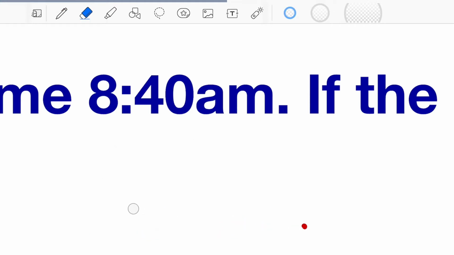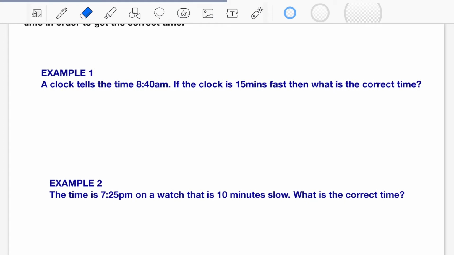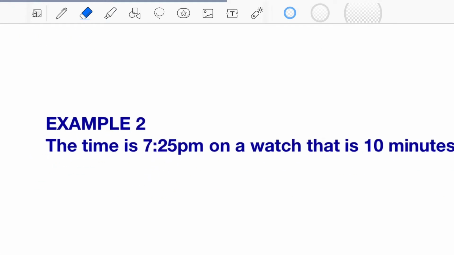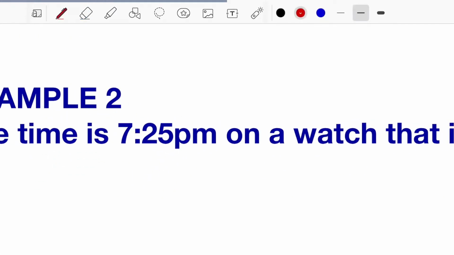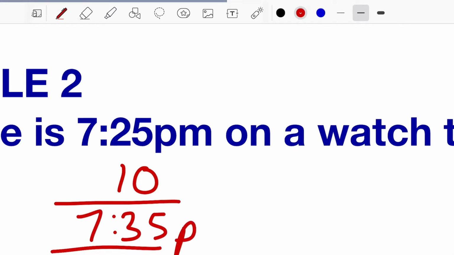So let's look at example 2. The time is 7:25 p.m. on a watch that is 10 minutes slow. So if it's slow, it's behind or before the correct time. So what is the correct time? Remember, for slow, we must add. For fast, we must subtract to get the correct time. So slow, we're going to add 10 minutes. So 25 plus 10 is 35. So that's 7:35 p.m.